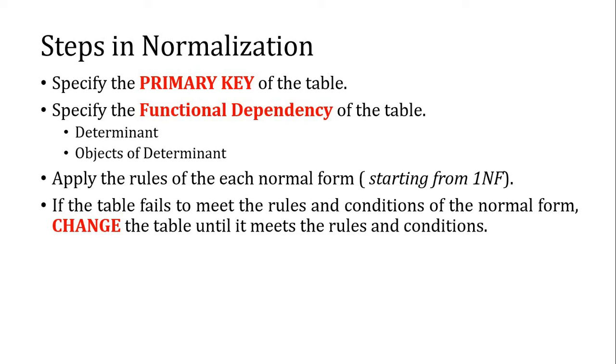If the table fails to meet the rules and conditions of the normal form, change the table until it meets the rules and conditions. If your table is not in the normal form, you have to change your table. How can your table be changed? You have to add more attributes, or delete attributes, or break the table into two tables or something like that. After that, you have to check again and again whether the table is meeting the requirements or not, and if the requirements are fulfilled, then it is okay. If it does not meet the requirements, you have to change it again.